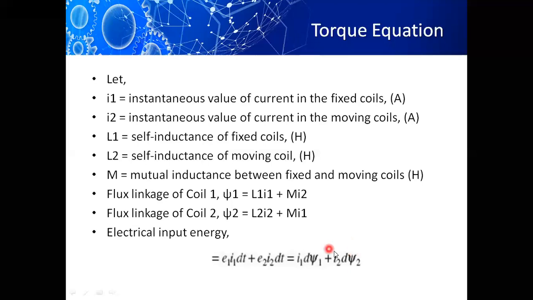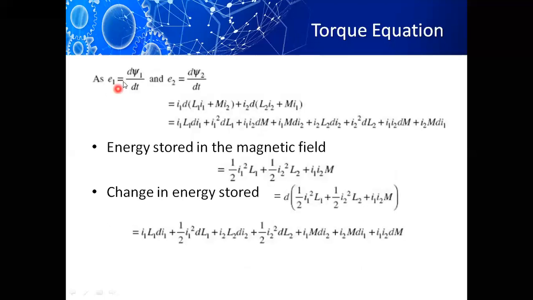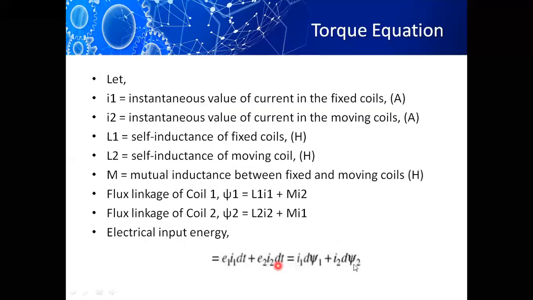How did we arrive at it in this manner? Let us see. Faraday's law of electromagnetic induction says E1 is equal to d of the flux linkage of the coil by dt. So E1 is equal to d psi 1 by dt, and d psi 1 would be E1 into dt. In similar lines, we have the same for E2. Hence, we had this equation. Now the electrical energy input is this.